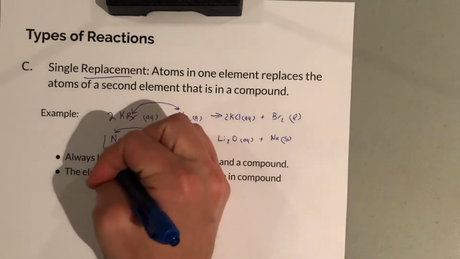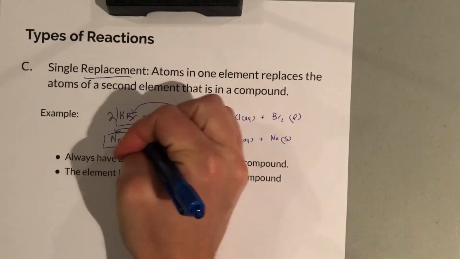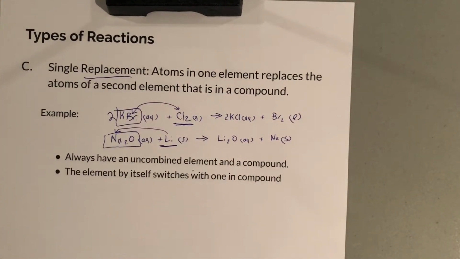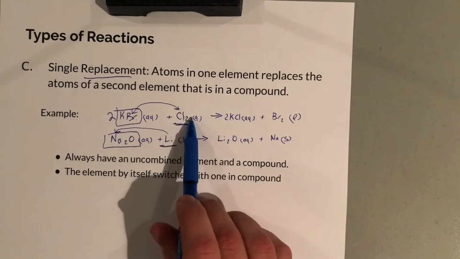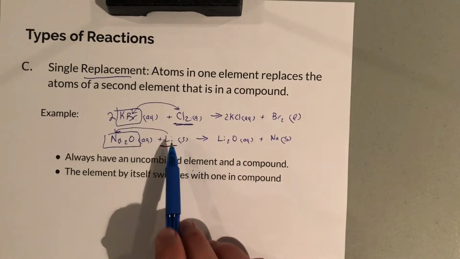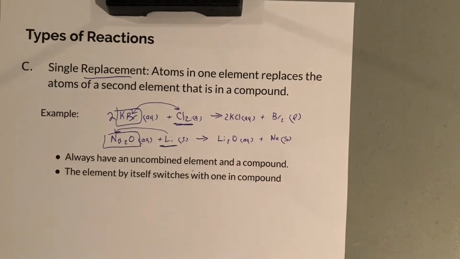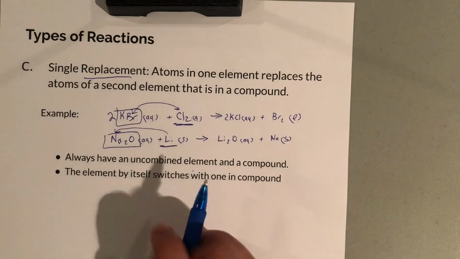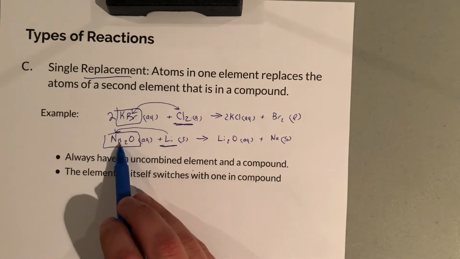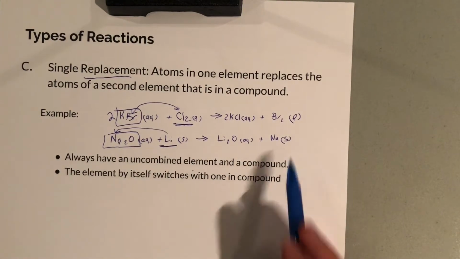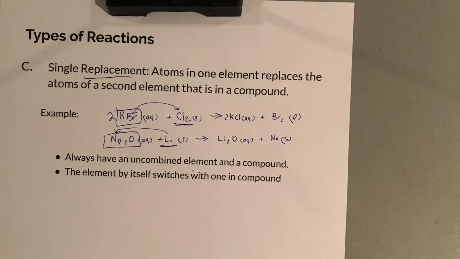And the other thing is going to be a compound. So both of these things are compounds. So on your reactant side, you're always going to have an element and a compound. An element and a compound. That's always going to be the case. And then the last thing to look for is that the element by itself is going to switch spots and go into the compound. So lithium went in, took sodium's spot, leaving sodium now by itself.